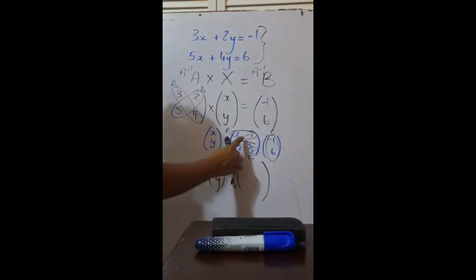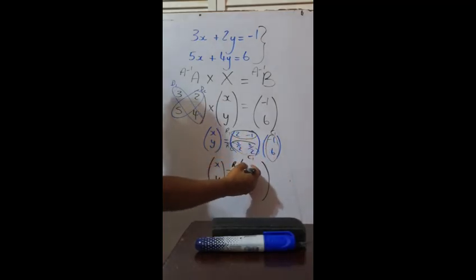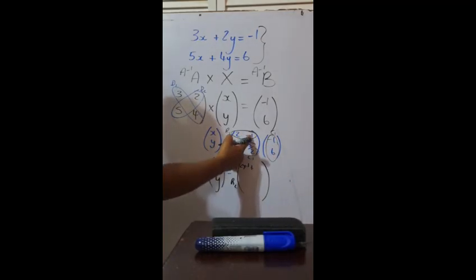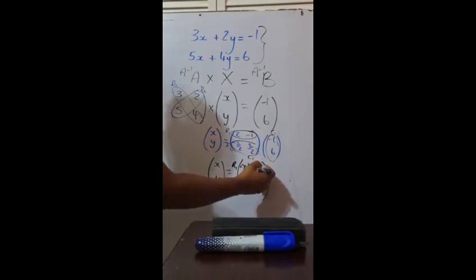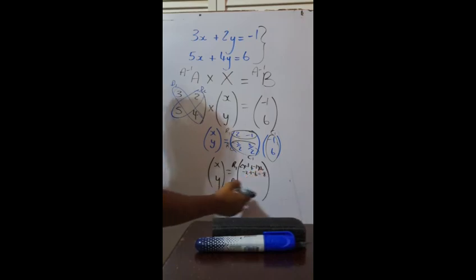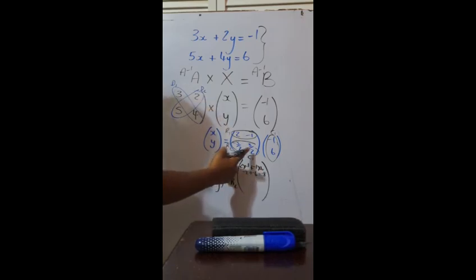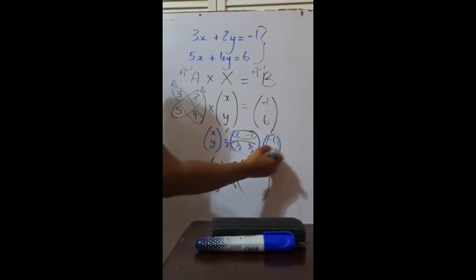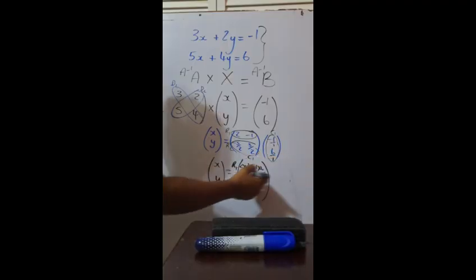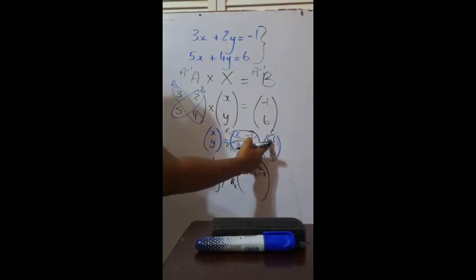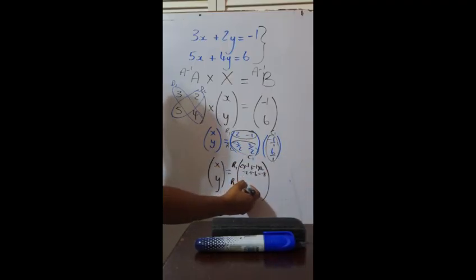Come with me. Row 1, column 1. 2 multiplies -1 plus -1 multiplies 6. Simplifying, this is -2 plus -6. That gives me -8. Next step, these are fractions, so I'm going to make these fractions as well. -5 multiplies -1 to give me a +5 over 2.